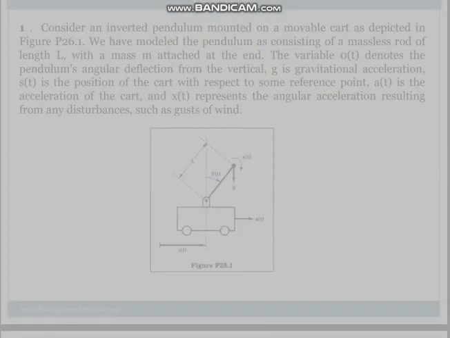Problems. 1. Consider an inverted pendulum mounted on a movable cart as depicted in figure P26.1. We have modeled the pendulum as consisting of a massless rod of length L, with a mass m attached at the end. The variable θ(t) denotes the pendulum's angular deflection from the vertical, g is gravitational acceleration, s(t) is the position of the cart with respect to some reference point, a(t) is the acceleration of the cart, and x(t) represents the angular acceleration resulting from any disturbances, such as gusts of wind.